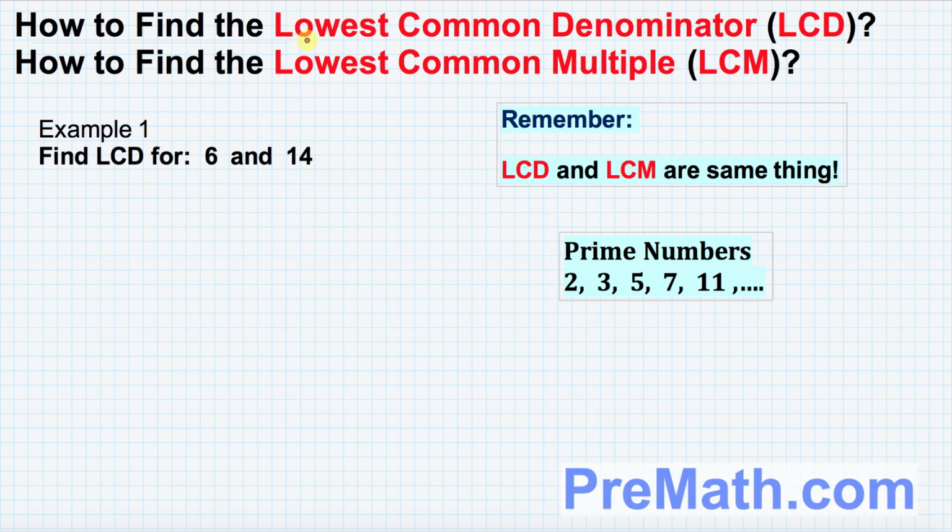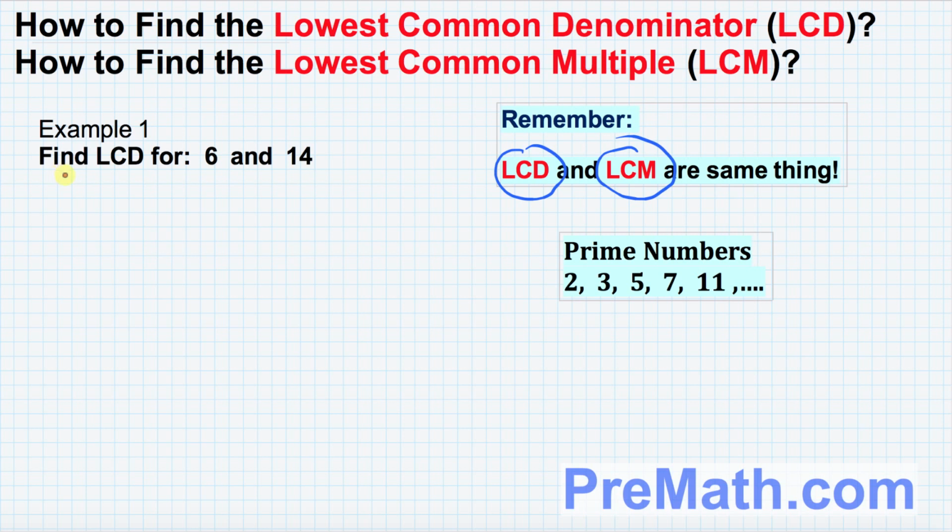In this video we will be talking about lowest common denominator, which is also called least common denominator. So lowest common denominator is LCD and the other one is LCM. Just keep in your mind that LCD and LCM are essentially the same thing. Let's go ahead and get started with our very first example.